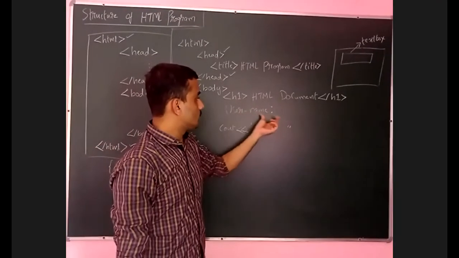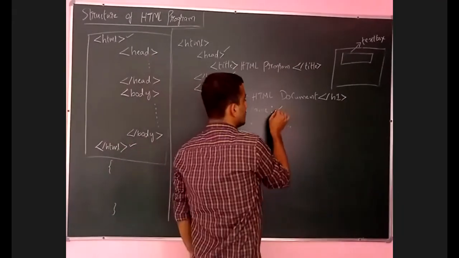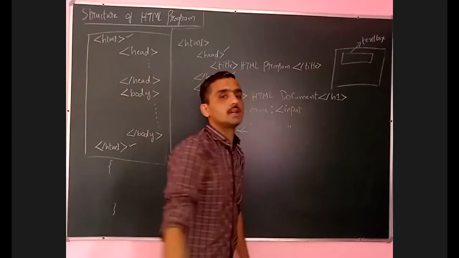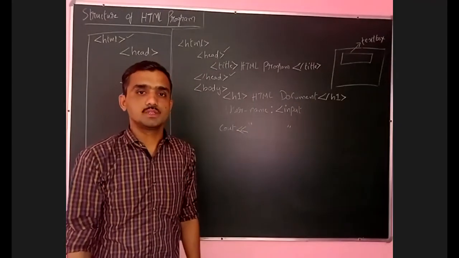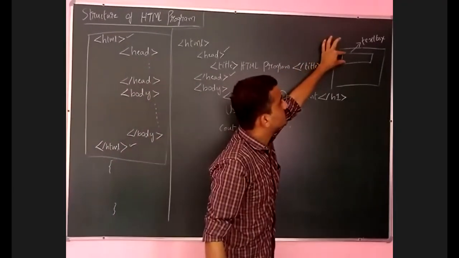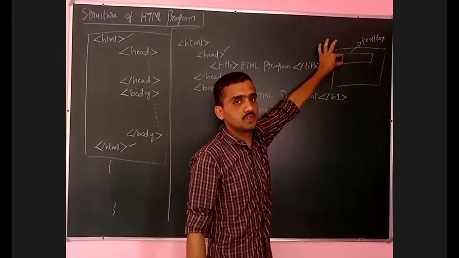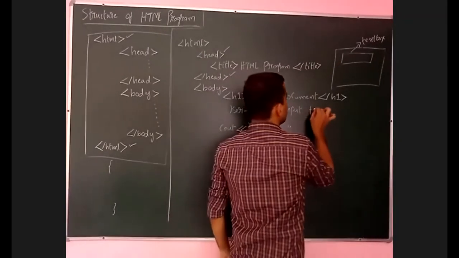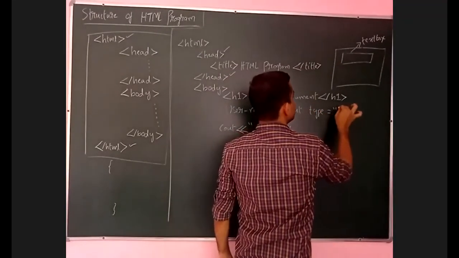We have many elements in the browser: text box, check box, radio button, like that. Now, in front of the word username, we have to write a tag called input. Input is a tag. Understood? After writing input, if I want to display this box, remember, I have to write the attribute type. Type is equal to text.